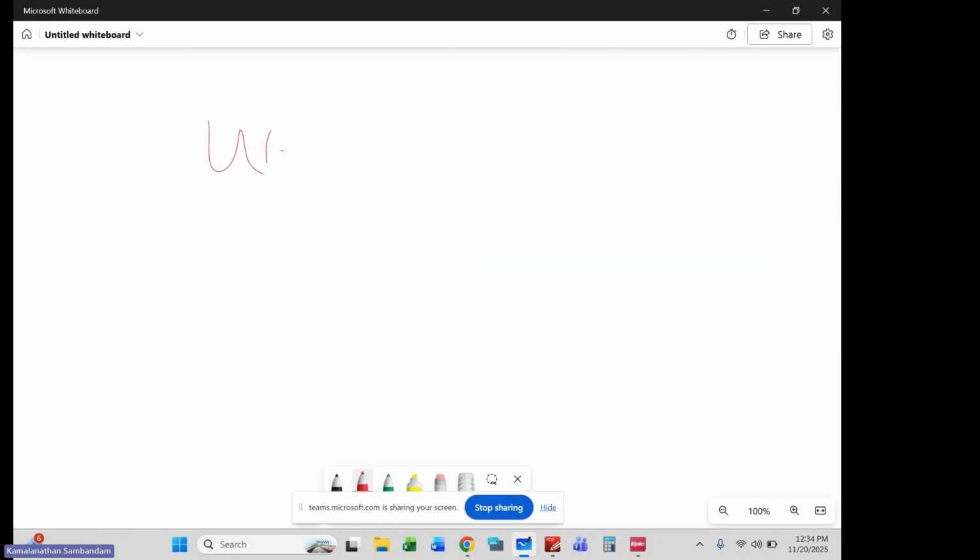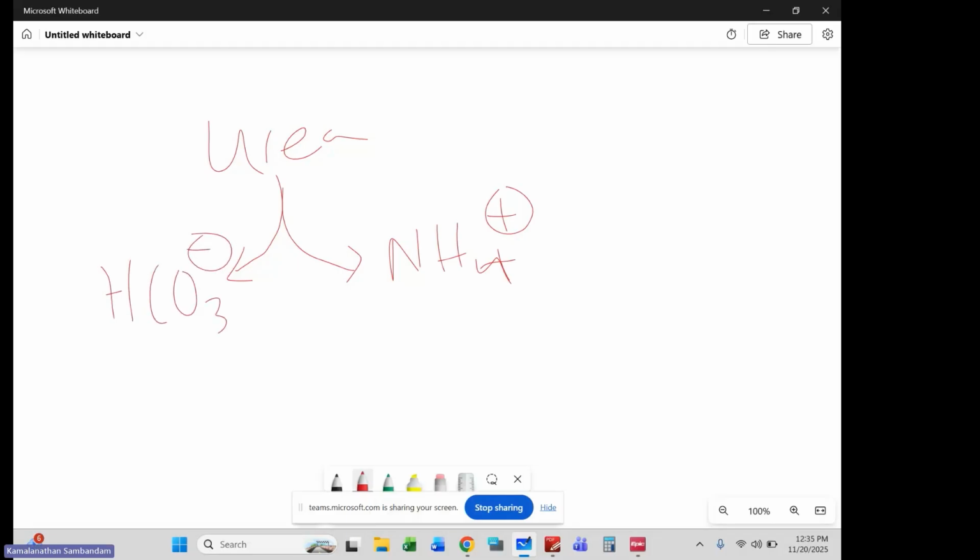Urease takes urea and splits it into NH4, right? Urea is neutral charge, so NH4 is positively charged. So I must have a balance of some negative charge, and that is bicarbonate, okay? So urea is converted into ammonium and bicarbonate.